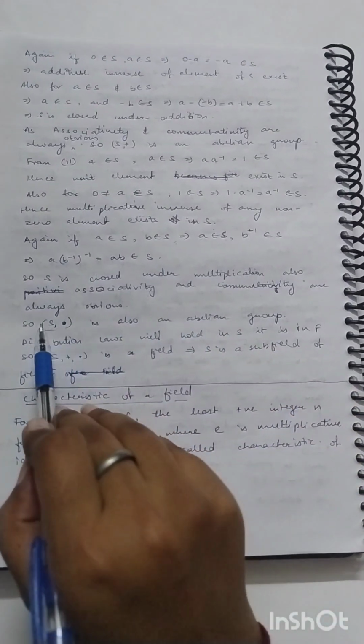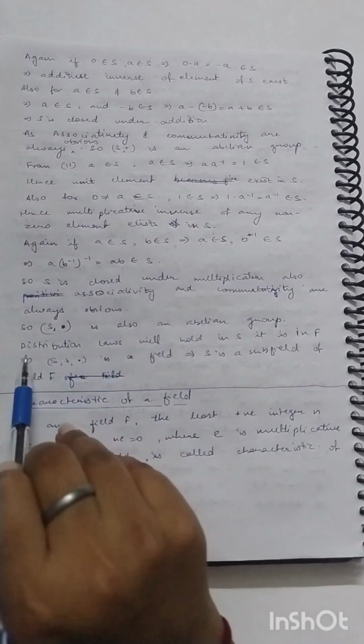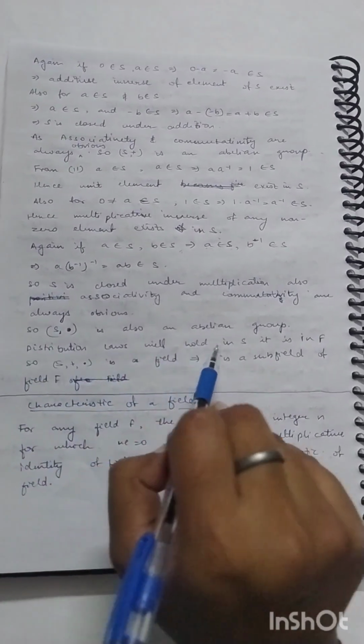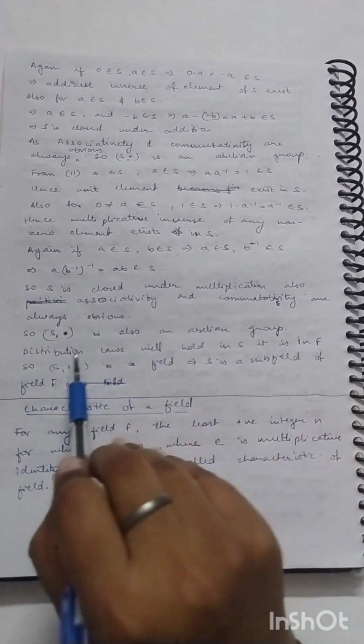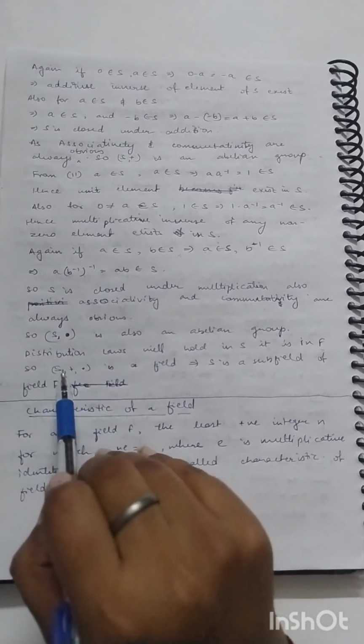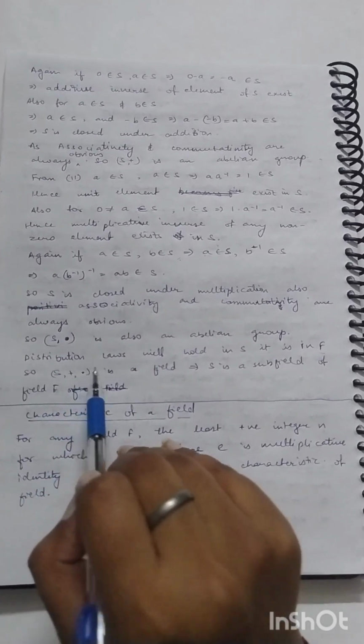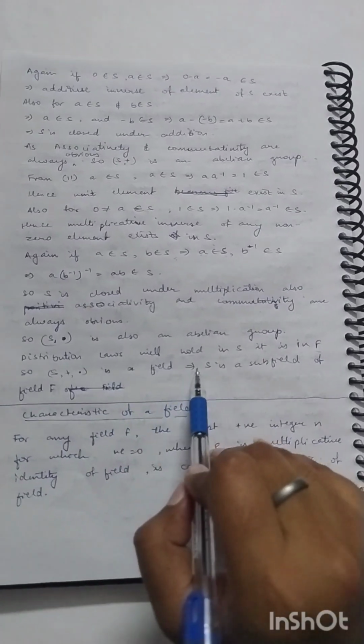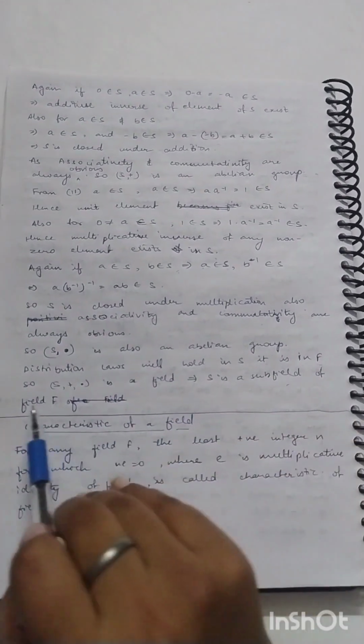So (S, ·) is also an abelian group. The distribution laws will hold in S, as they hold in F. So (S, +, ·) is a field. This gives that S is a subfield of field F.